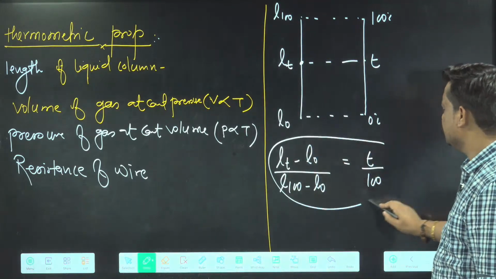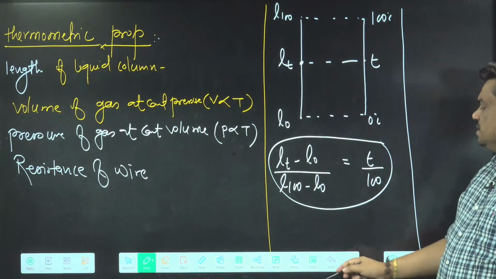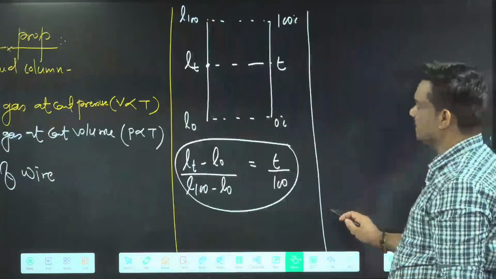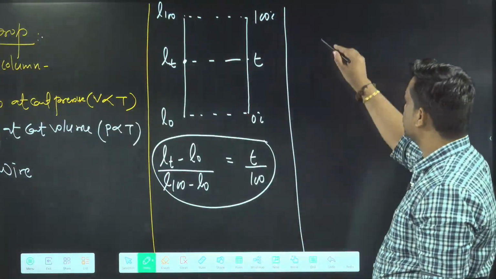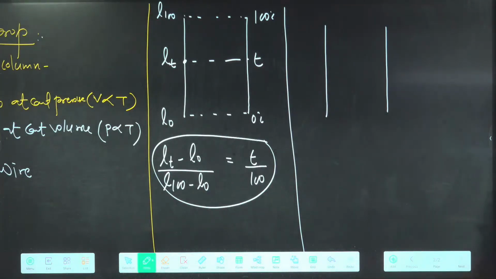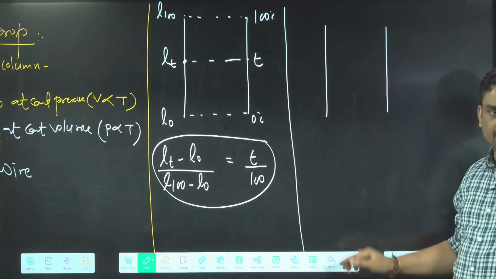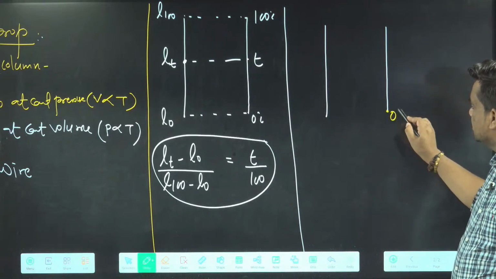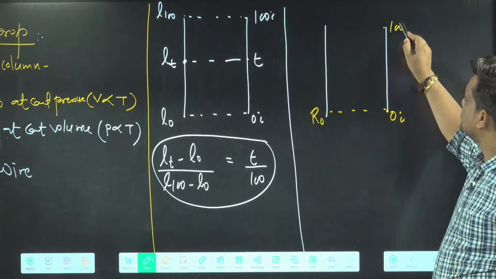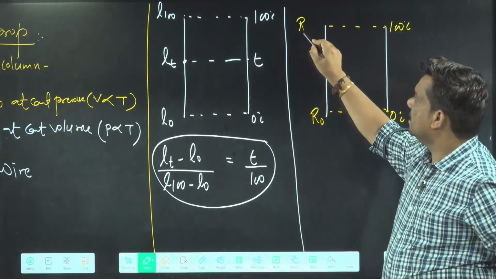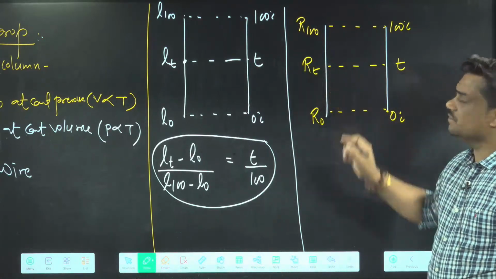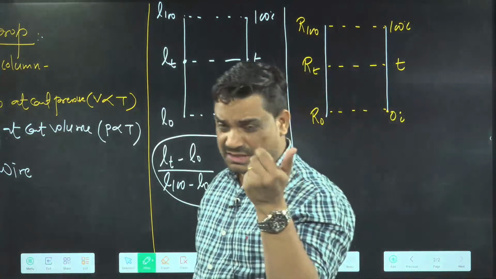And you don't have to mug up this formula. Whenever a question comes, you just need to translate like this and proceed this way. Suppose I say the same question for resistance, they will use the word platinum resistance thermometer, and for this one they will say resistance at 0 degrees Celsius. So we can say this one is R naught. At 100 degrees Celsius, this is R100. At any temperature, this is RT.